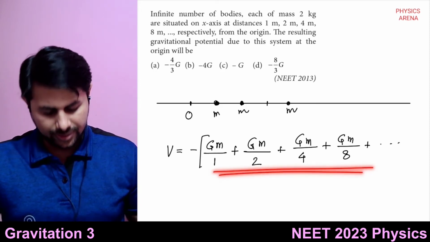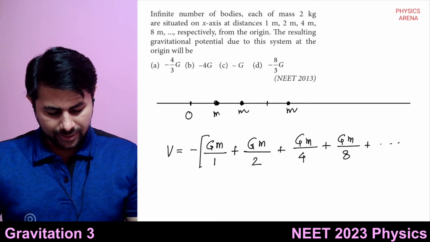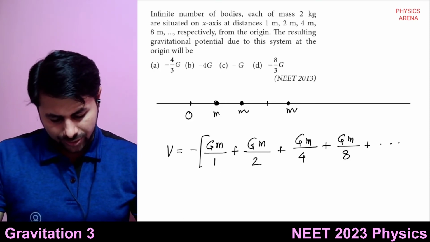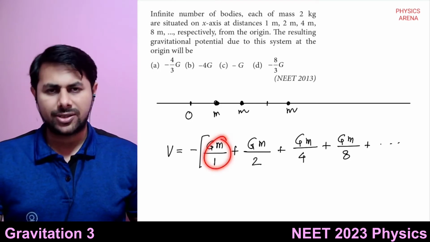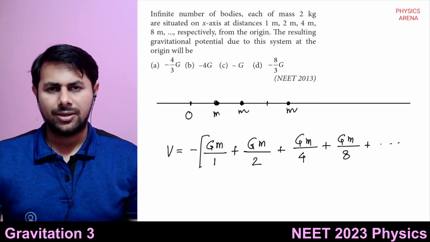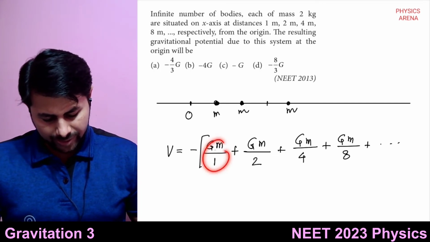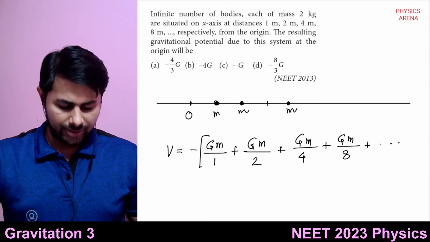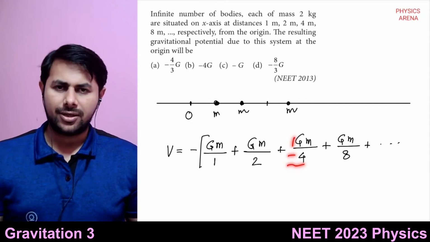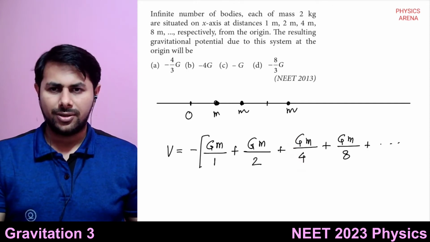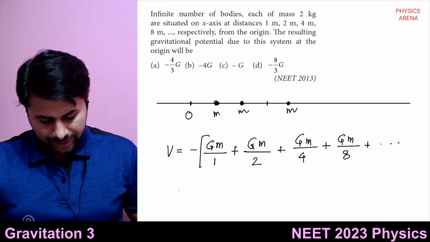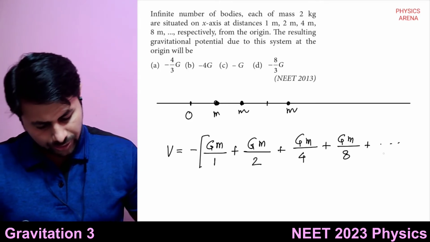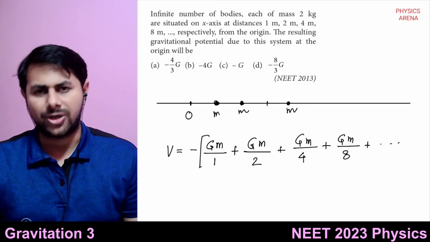This is a series. What kind of series? It is a geometric series. What is the ratio? If this is the first term in the series, and you multiply the first term by half, you will get the second term. Then if you multiply that by half, you will get the third term, and so on and so forth. So this is a geometric series, and it will go till infinity. There are infinite such bodies.